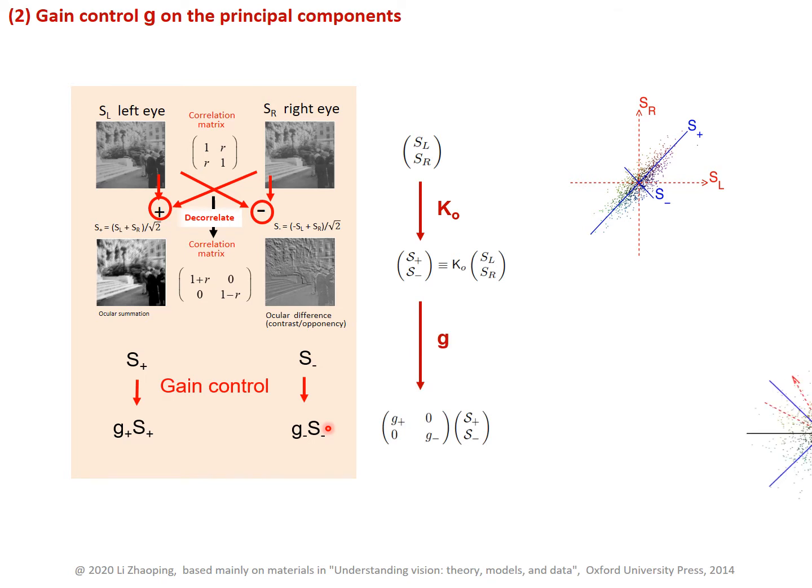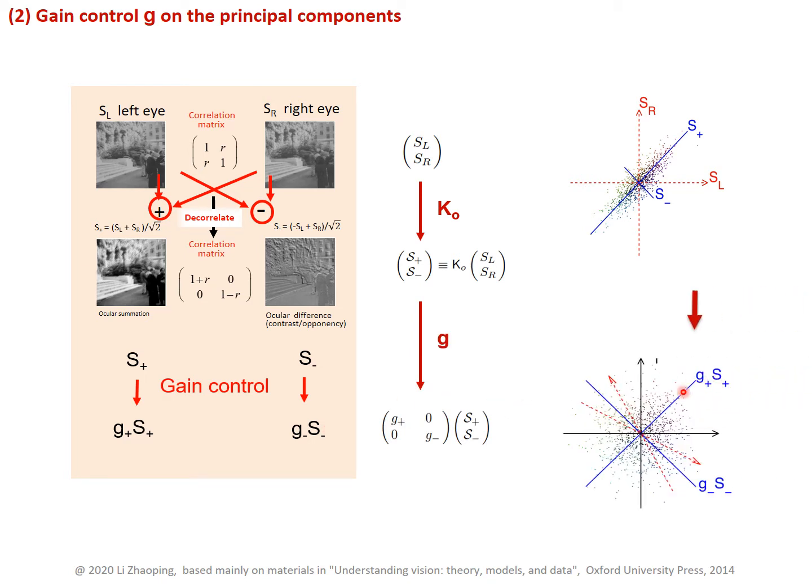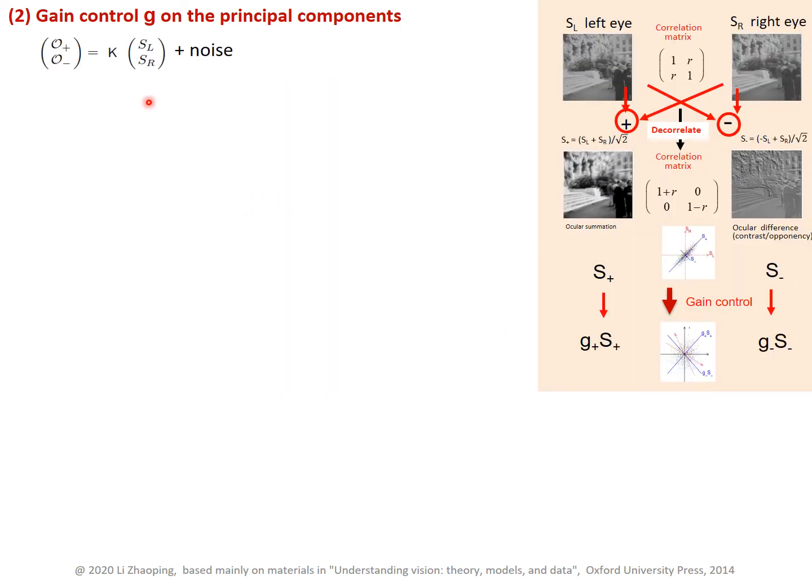This will not change the direction of the blue axes, but will stretch them or shrink them, and the probability distribution of these signals will then also be shaped, stretched, and shrunk accordingly. Then the transformation from the input is now the combination of decorrelation K0 and the gain control G, K0 being this coordinate transform and G this diagonal matrix.